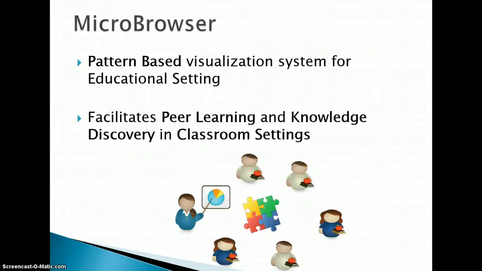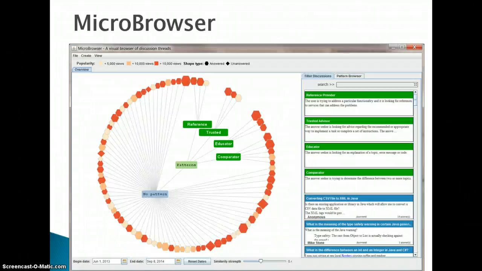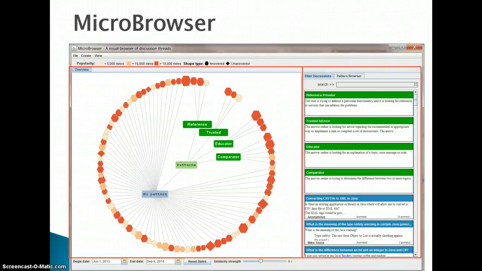MicroBrowser addresses these problems by facilitating knowledge discovery and introducing the concept of design patterns to help students not only discover knowledge, but also to help them to generate new knowledge. The application has two main components. The center panel contains a visualization of the discussion threads. To the right, you can see a corresponding listing of the display notes. The timeline controls are located at the bottom.